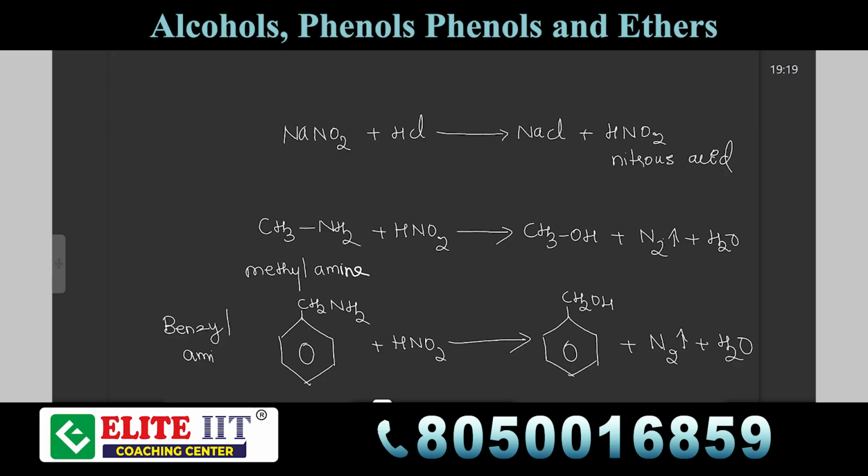The compound that is most difficult to protonate is phenol. That is nothing but a benzene ring with OH. It is very difficult to protonate due to the resonance structure.